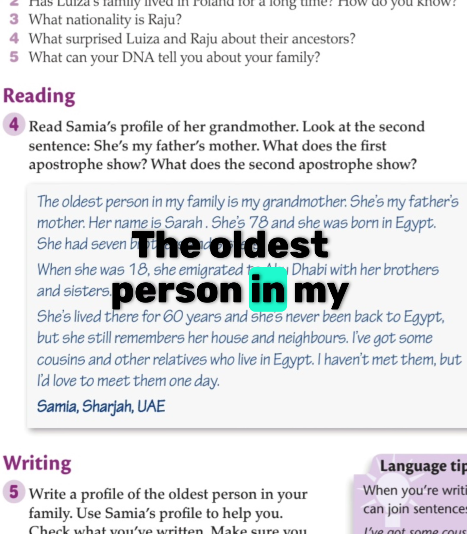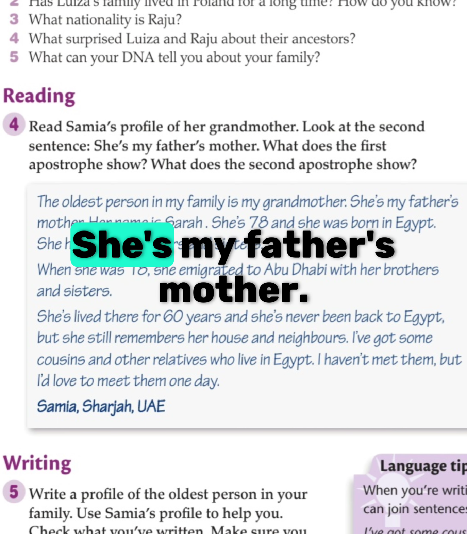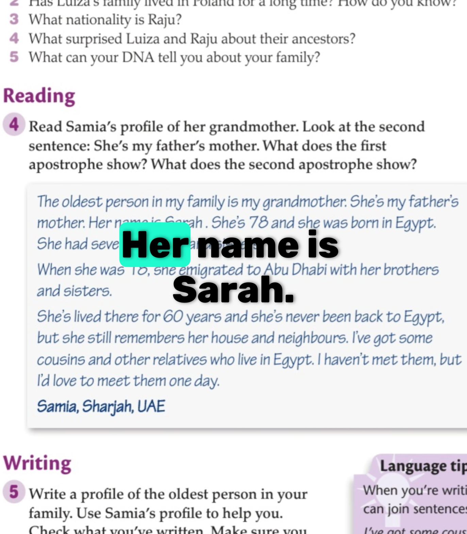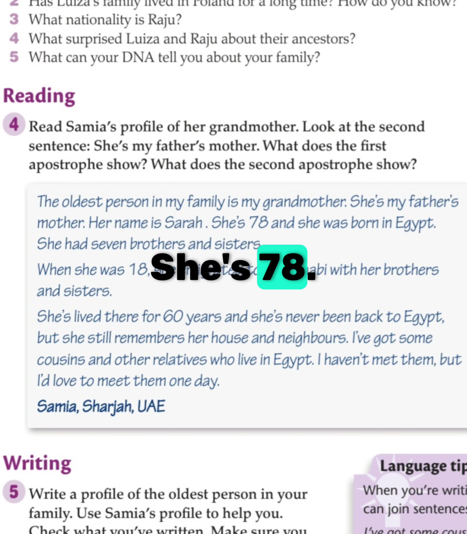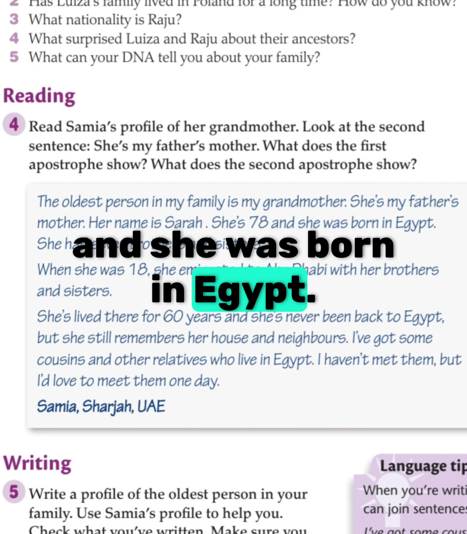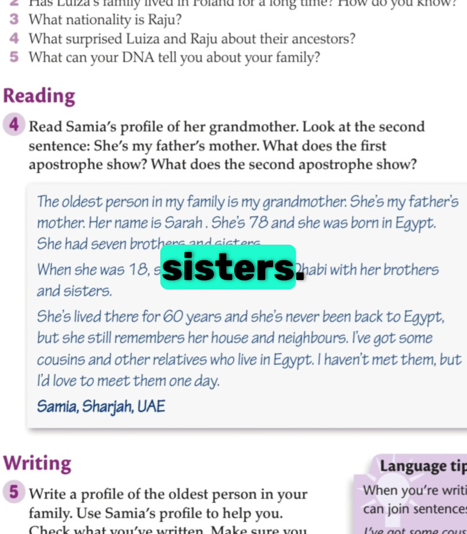The oldest person in my family is my grandmother. She's my father's mother. Her name is Sarah. She's 78, and she was born in Egypt. She had 7 brothers and sisters.